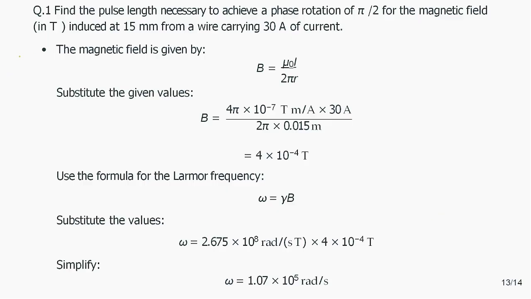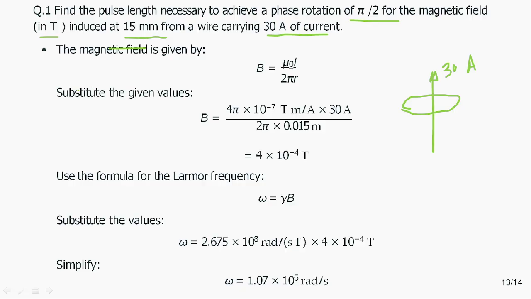So the question is, find the pulse length necessary to achieve a phase rotation of pi by 2 for the magnetic field in Tesla, induced at 15 millimeter from a wire carrying 30 ampere of current. If this is the wire, we need the field at 15 millimeter from the wire carrying a current of 30 ampere. This is your 30 ampere.